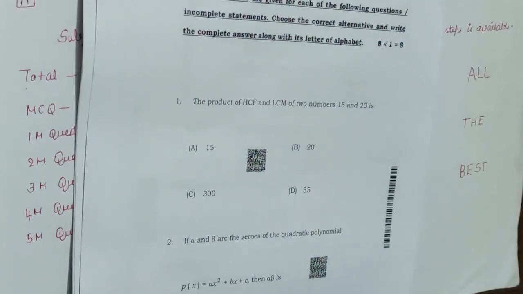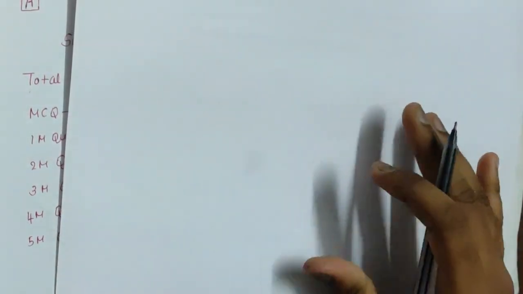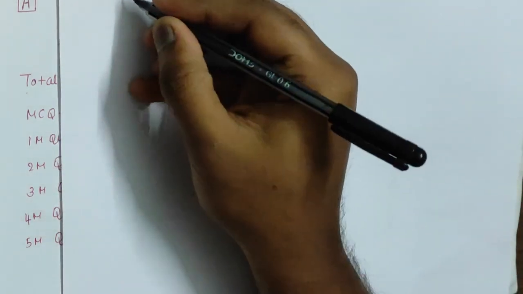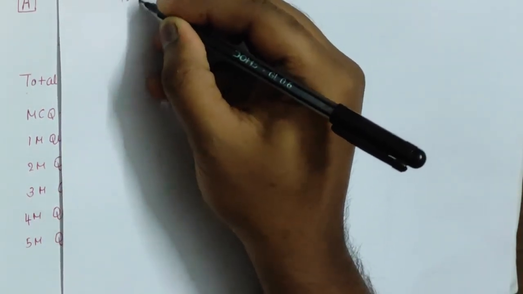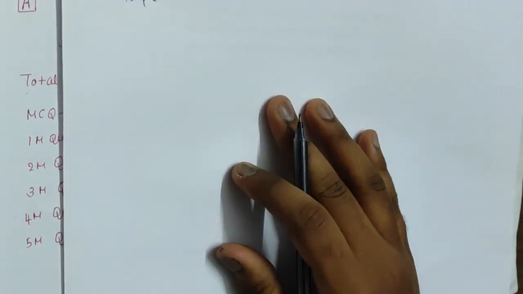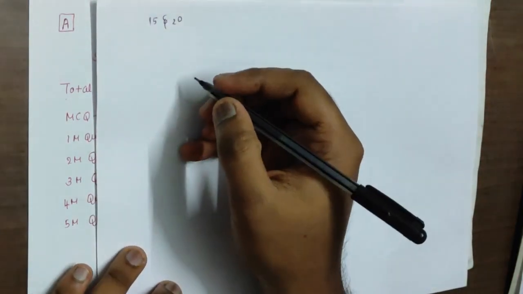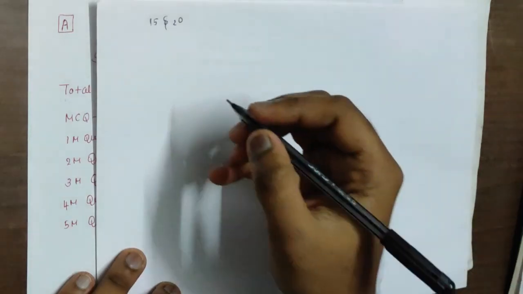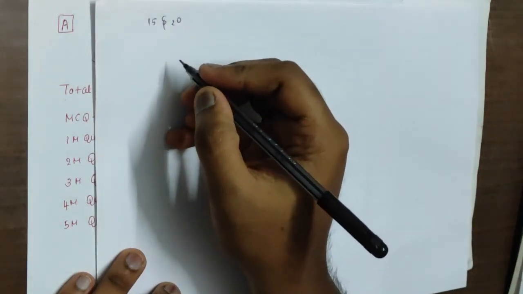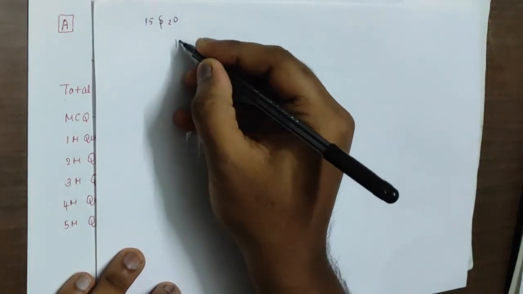In this MCQ, the first question is the product of HCF and LCM of two numbers 15 and 20. So we have to find the product of the HCF and LCM of these two numbers. First we'll find the HCF. HCF is the highest common factor, the number which is a common factor that divides both the numbers.